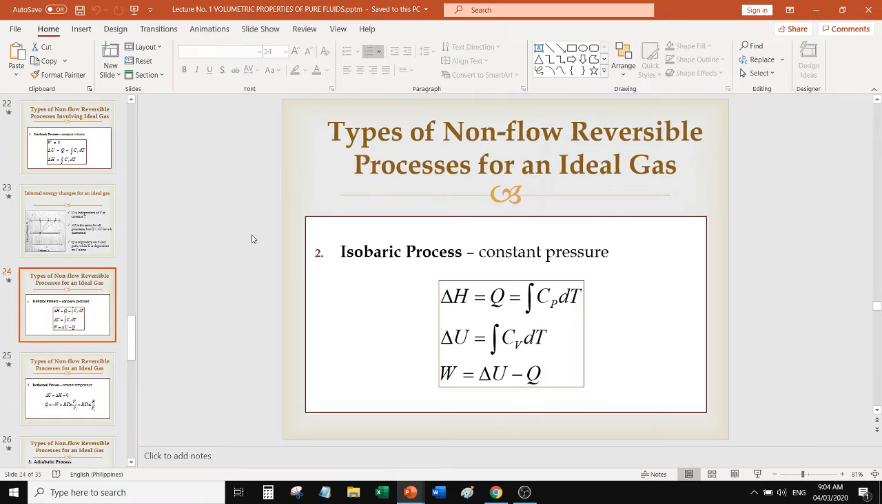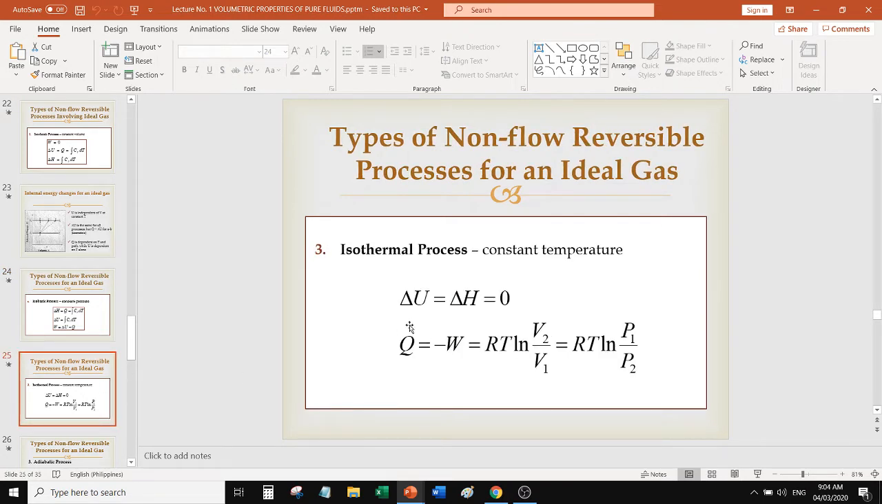The next process is isobaric, which means constant pressure. Again, you can use these equations for heat capacity, and remember, for isobaric processes, delta H equals Q. And for this process, if we want to solve for work, simply transpose Q to the other side of the equation to isolate W.